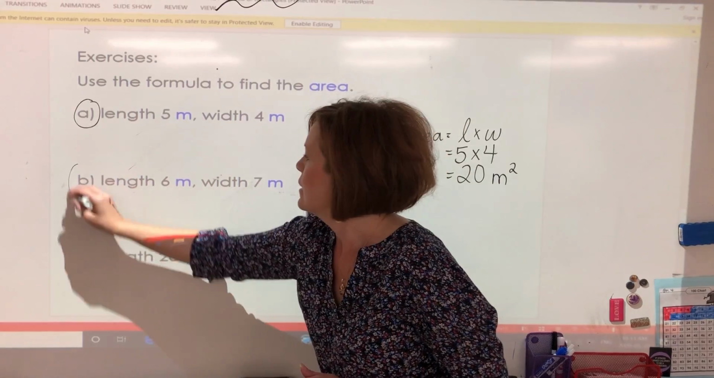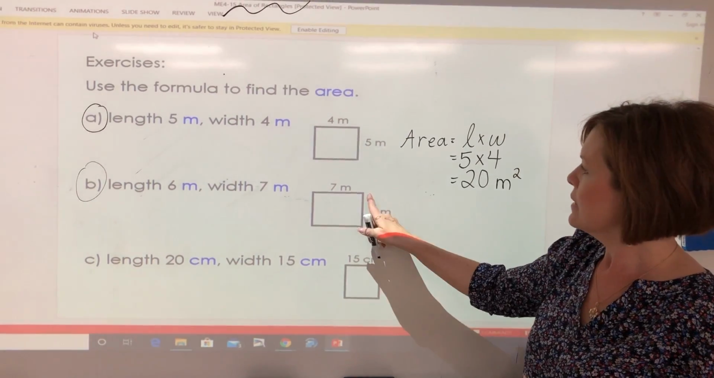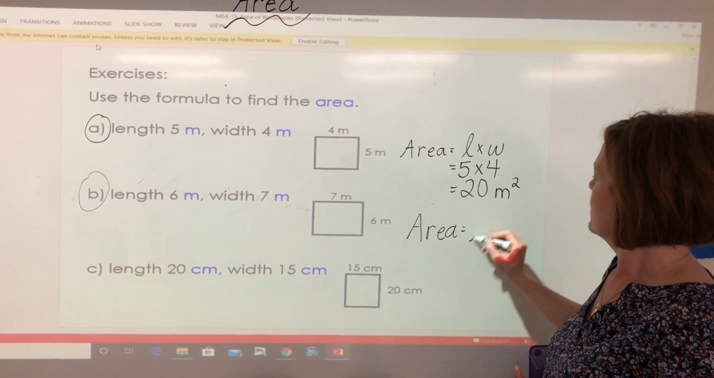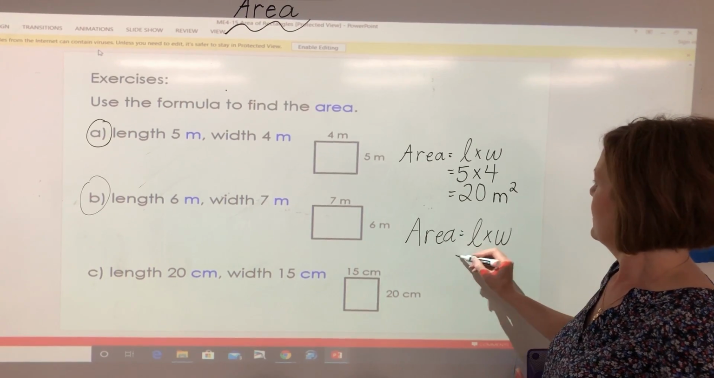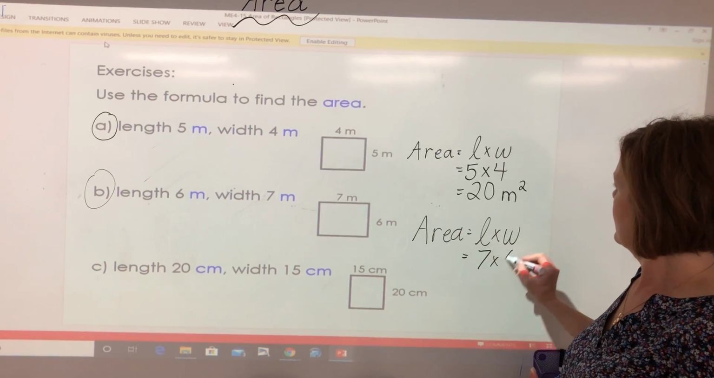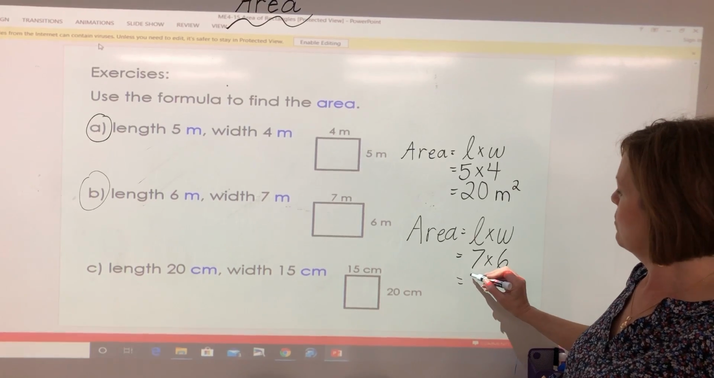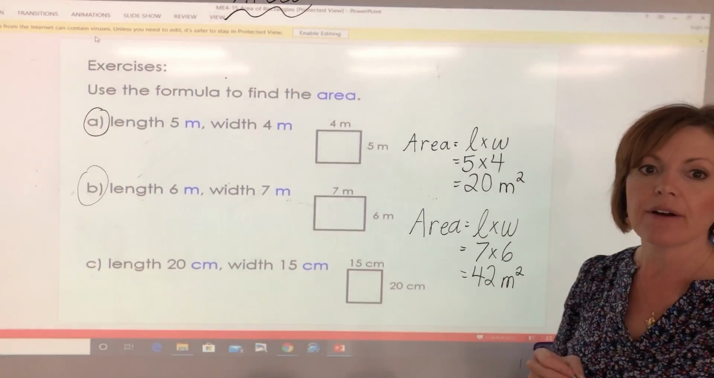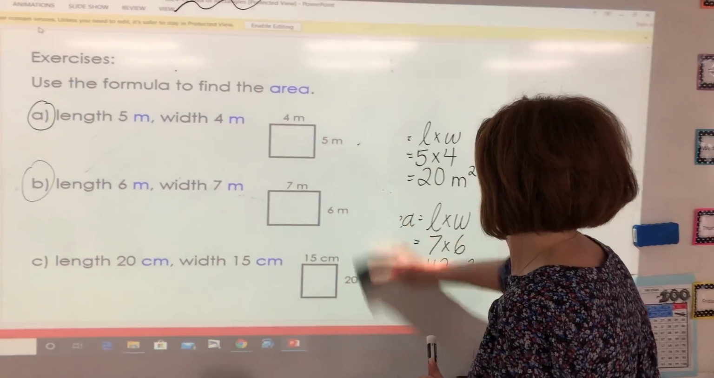Let's go B. The length is 6, the width is 7. Area equals length times width. It equals 7 times 6. It equals, you guys know your multiplication, 42 meters squared. Awesome.